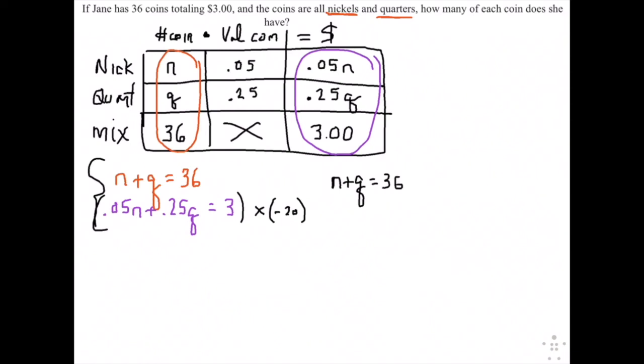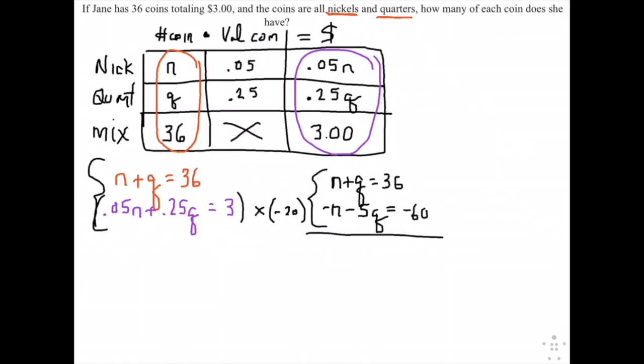In the bottom equation, negative 20 times 0.05 is negative N. Negative 20 times 0.25: think about this, negative 2 times 0.25 is negative 0.5, so negative 20 times 0.25 is negative 5Q. Or you could think of it as 20 quarters, and 4 quarters is $1, so that would be $5, negative 5. And then negative 20 times 3 is negative 60.